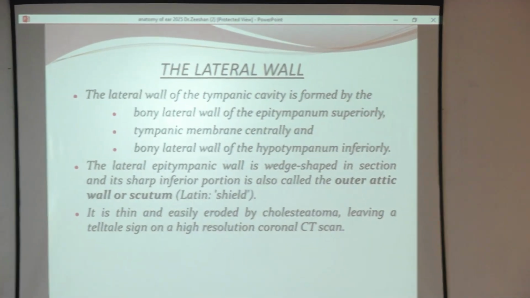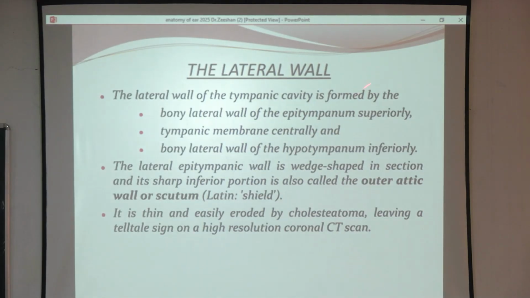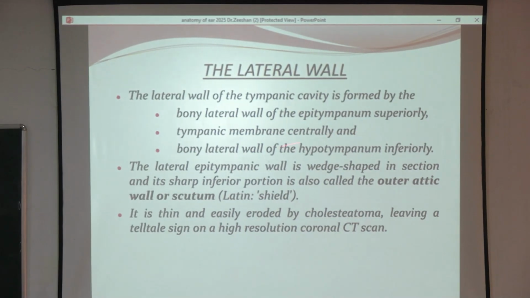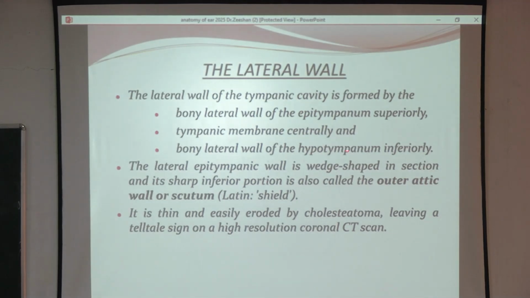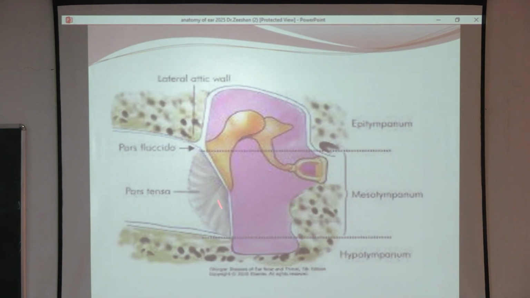So coming on to the lateral wall. The lateral wall of the tympanic cavity is formed by the bony lateral wall of the epitympanum superiorly, the tympanic membrane centrally, and the bony lateral wall of the hypotympanum inferiorly. This is the tympanic cavity. So this is the lateral wall, this is the medial wall, this is the superior wall, this is the inferior wall. तो lateral wall किस चीज से बन रहा है? Tympanic membrane proper, this bony part, this bony part. Understood?